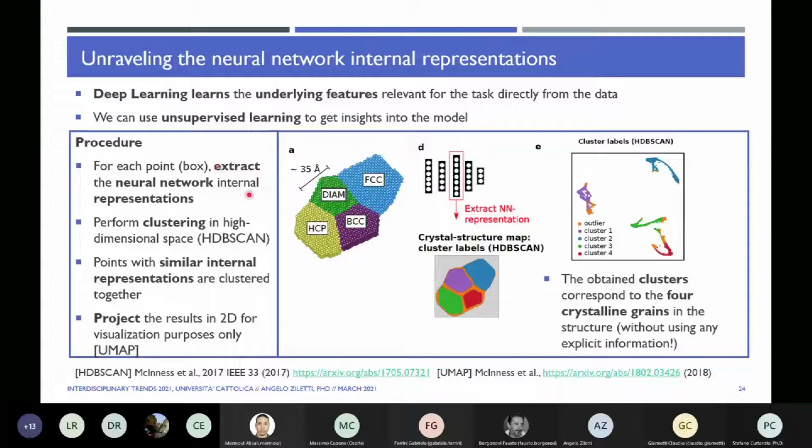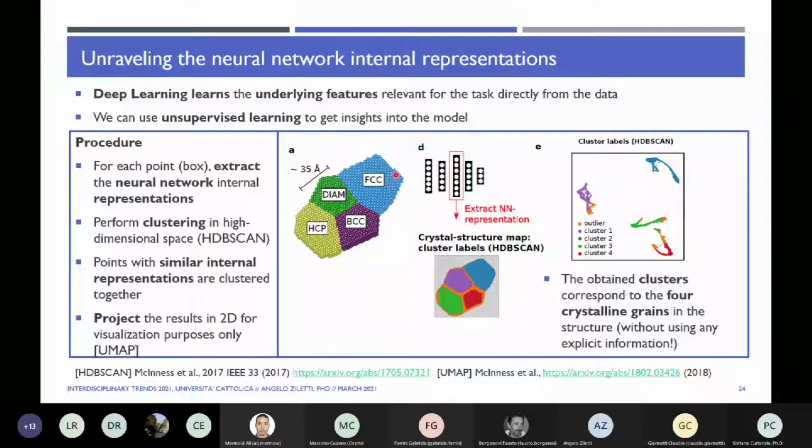So we extract the internal representation of the network. You remember, we have a structure that is mapped to a vector, and that's the input. Then these vectors get changed, and then you have the internal representation. We can use these vectors that are learned by the network and then perform clustering in a high-dimensional space. You can imagine that points that are close to each other in this high-dimensional space will be clustered together. And then at the end, we project in 2D, and that's just for visualization purposes.